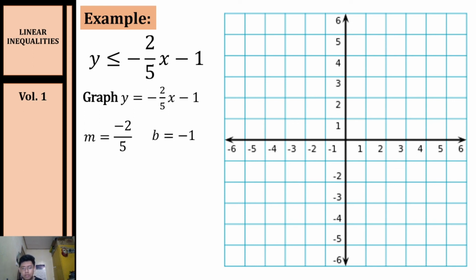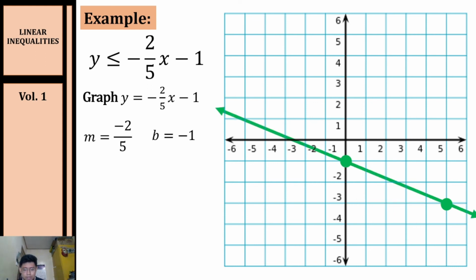So let's plot first our y-intercept, negative 1. It is located here. So if you can observe, we used a closed circle in plotting this point because our inequality symbol is less than or equal. Next is we're going to use the slope in identifying our next coordinate or the next point. So we have negative 2, so 2 units down and 5 units to the right. So 1, 2, 3, 4, 5. So our next coordinate will be located at 5, negative 3. And let's connect the 2 points using a solid line.